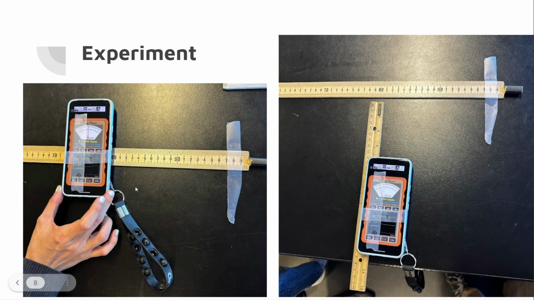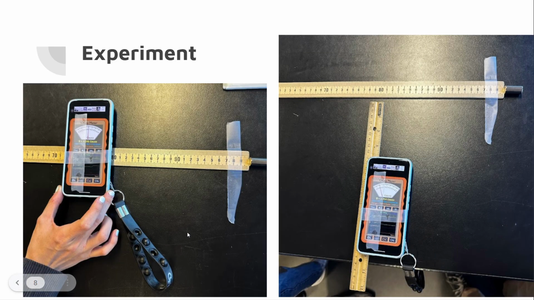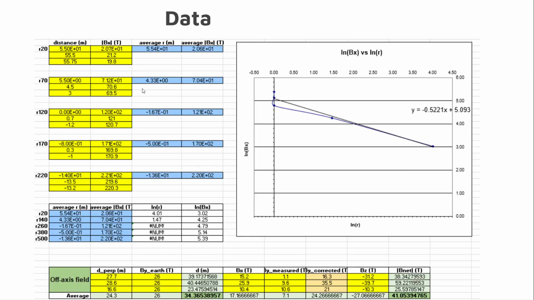This is a brief example of the approximate setup of the experiment, as we were unable to take a photo of the experiment while it was occurring, as we were using the phone at that point to calculate the magnetometer. Here is the data that we obtained and the graph of the data points of the ln of Bx versus the ln of R.